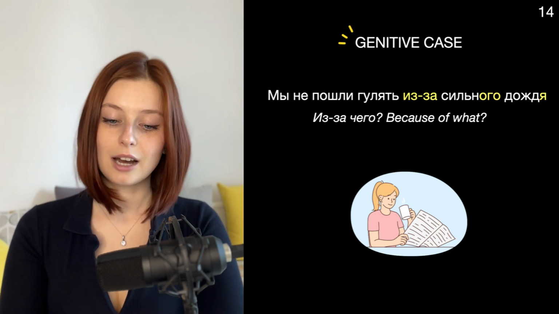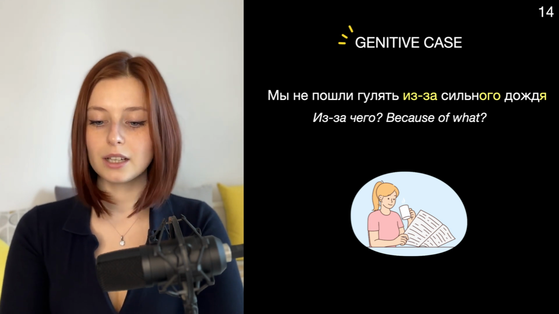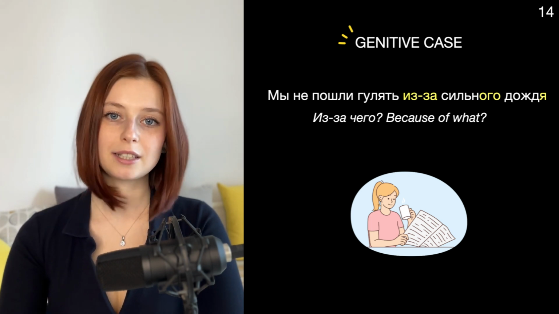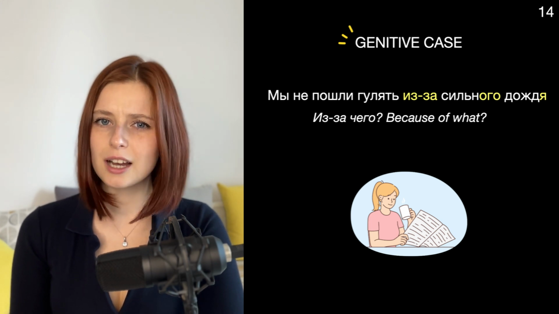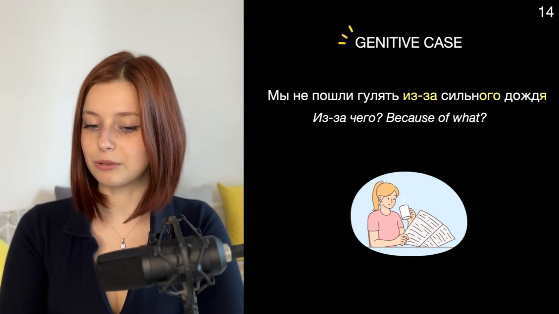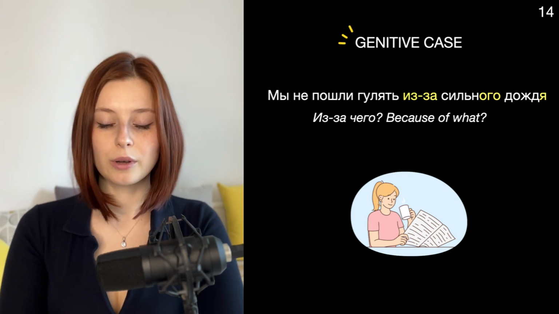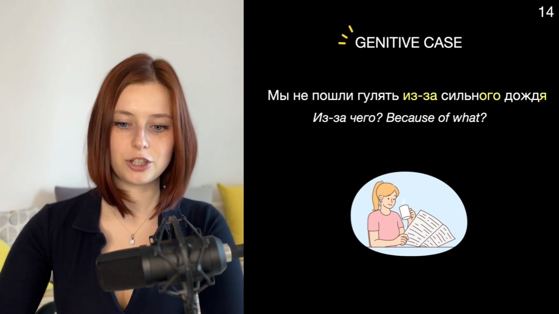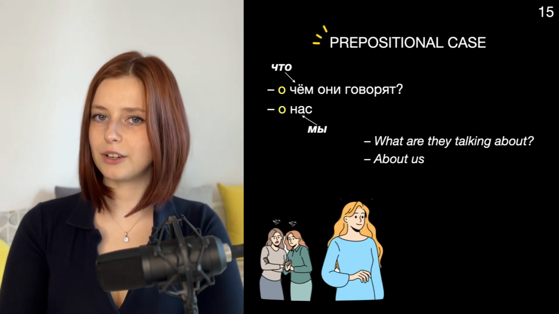Из-за requires the noun following it to be in the genitive case. Из-за сильного дождя. Сильный дождь becomes сильного дождя. Из-за какого дождя? Из-за сильного дождя. Да? Indicating the reason or cause for not going for a walk. So, again, this is genitive case, so you can already just remember the question and based on that, change the ending, right?